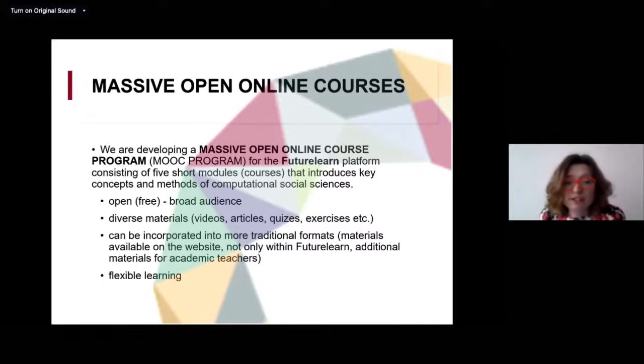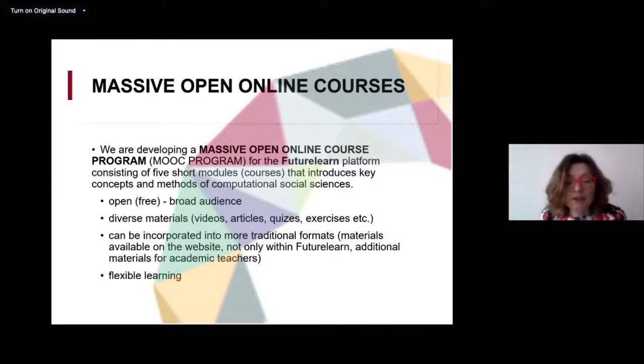Third, this type of material can be incorporated into more traditional formats. These materials will be available on our website, not only within the FutureLearn platform, and they can be downloaded by other academic teachers that teach this type of thinking.